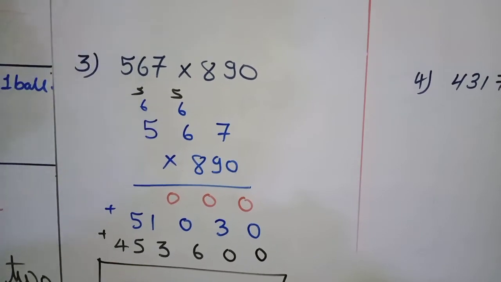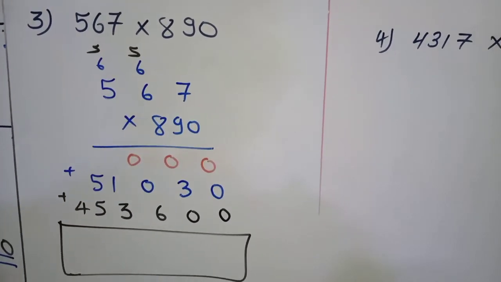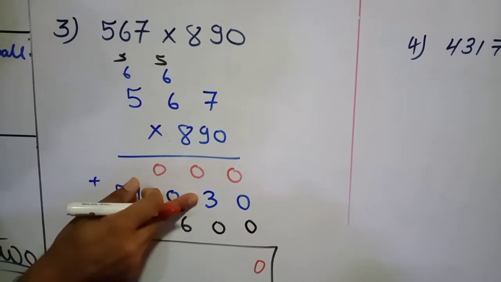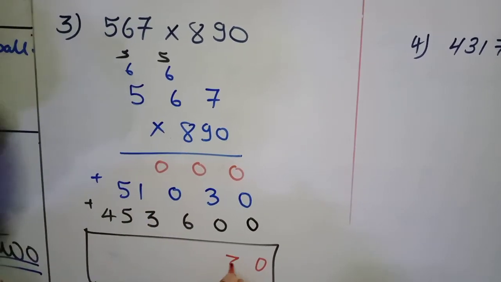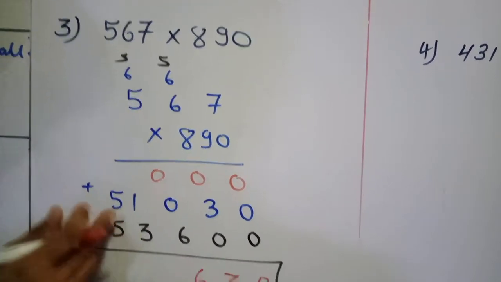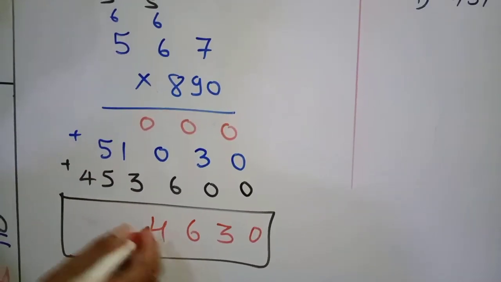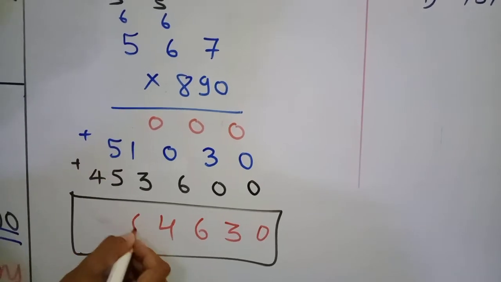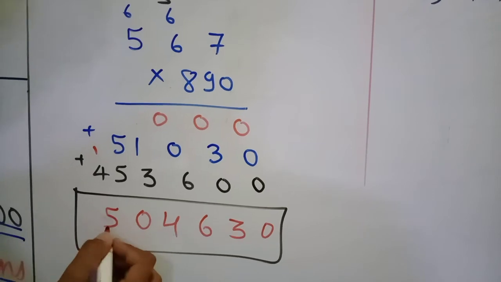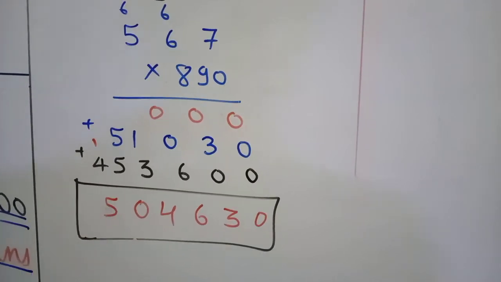At the last we have to do the addition. 0 plus 0 plus 0, that is 0. 0 plus 3, 3 plus 0, 3. 0 plus 0, 0 plus 6, 6. 1 plus 3, 4. 5 plus 5, 10. 1 carry. 1 plus 4, 5. This way we have completed.